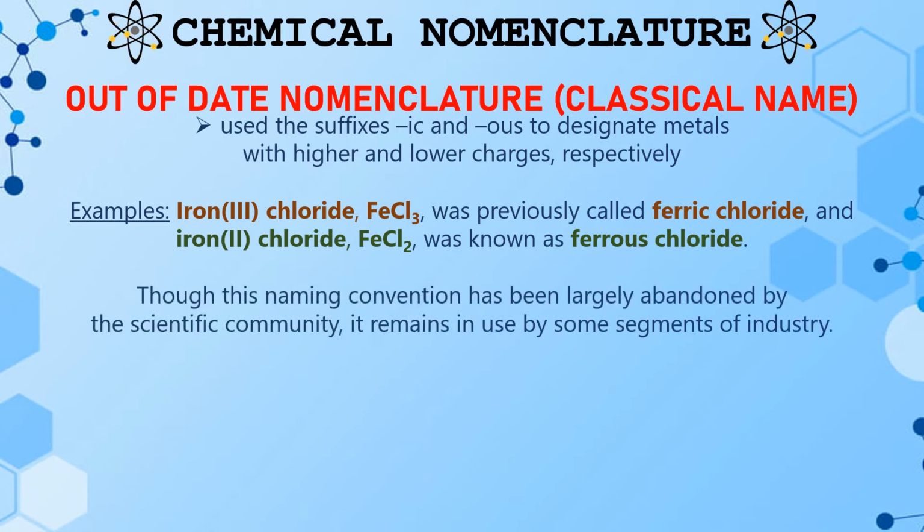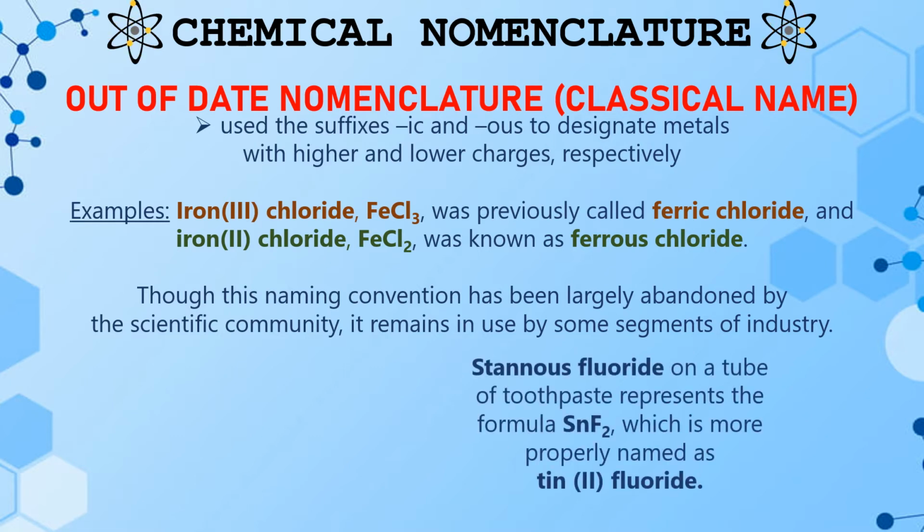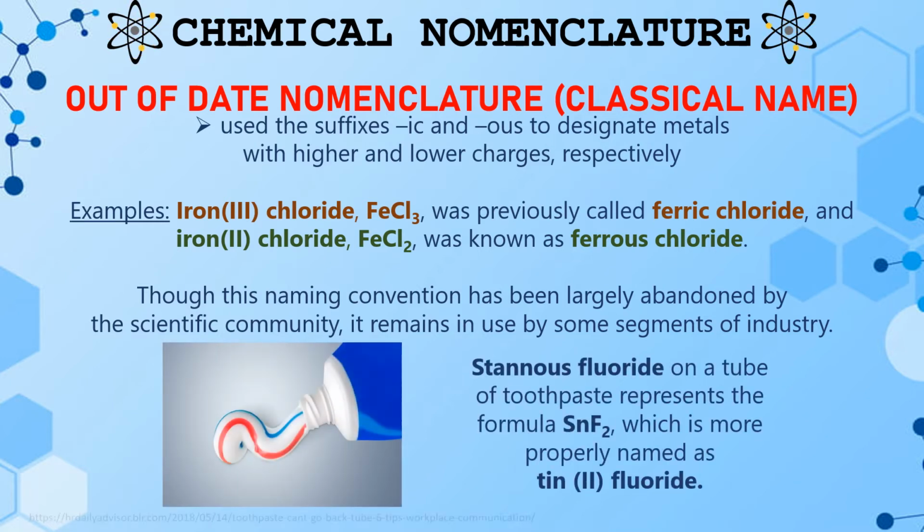Though this naming convention has been largely abandoned by the scientific community, it remains in use by some segments of industry. For example, you may see the words stannous fluoride on a tube of toothpaste. This represents the formula SnF2, which is more properly named tin(II) fluoride. The other fluoride of tin is SnF4, which was previously called stannic fluoride but is now named tin(IV) fluoride.